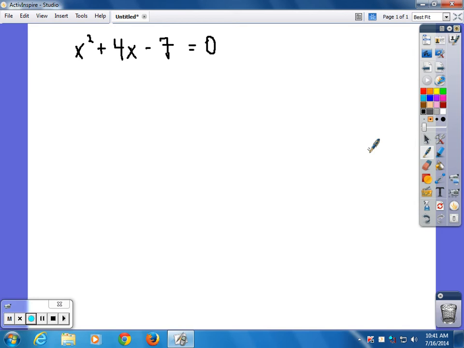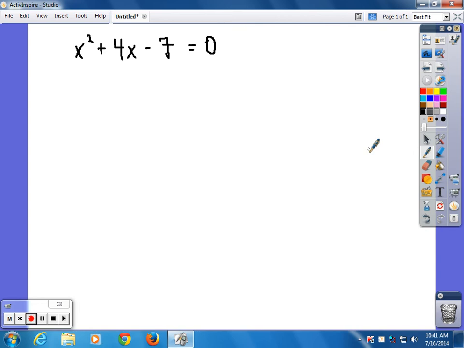Now, this is in the form of a quadratic equation. And I'm going to cover what I covered the other day. When you have a quadratic equation, there's several ways you can find the x-intercepts. And that's what we're doing.